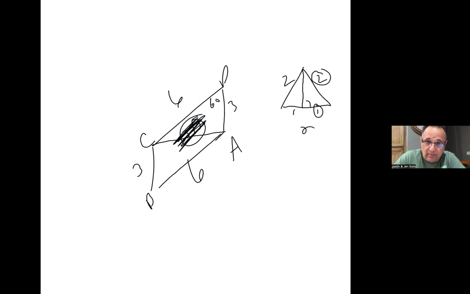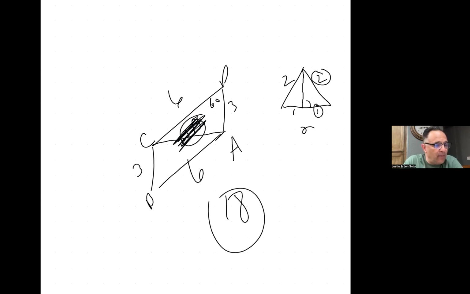So remember this, if this is 1, then that's 2. And we learned that maybe last Thursday or last Tuesday, a week ago. So 6 and 6 is 12. 12 plus 6 is 18. There's your perimeter of the polygon for number 12. All right. Let's go to number 13.